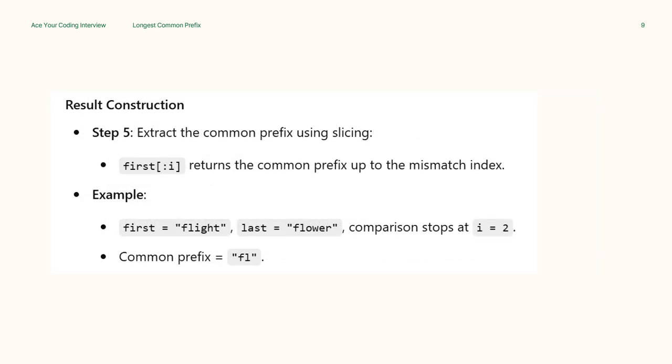Once the character comparison is complete, the final step is to extract the common prefix using string slicing. By slicing the first string up to the index where the mismatch occurred, the algorithm isolates the longest common prefix shared by the input strings. For instance, if the first string is flight and the last string is flower, the comparison stops at index i equals 2, where the characters begin to differ. Using slicing, the common prefix is extracted as FL, which is returned as the result.